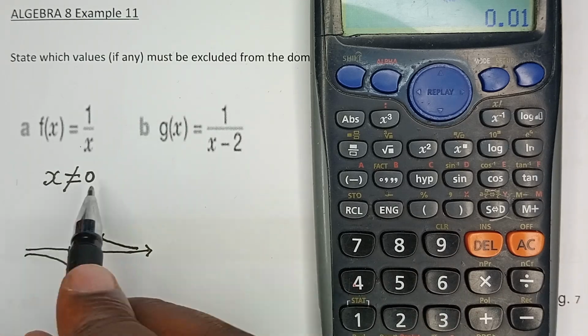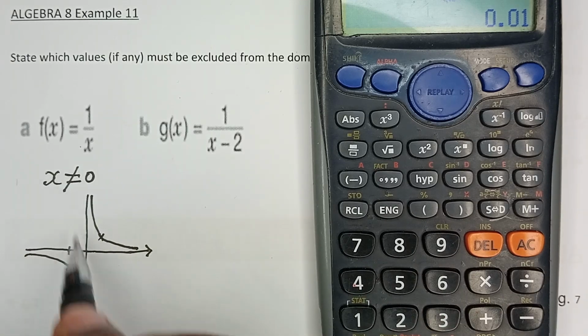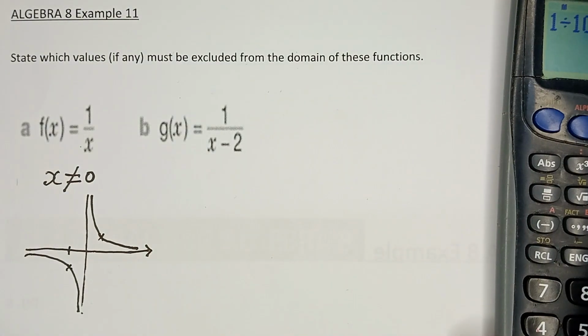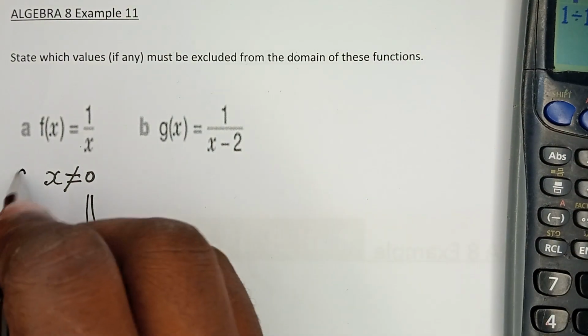But the question is answered here. X cannot be 0. This is just an elaboration of what is going to happen in case you are plotting a graph. That is part A.